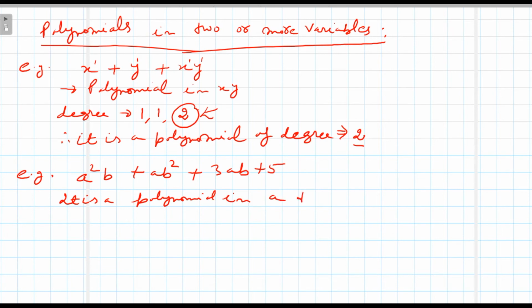In a and b, whose degrees are highest? The degrees are: here a is 2, a is 1, so the degree of a is 3, and b also has 3.